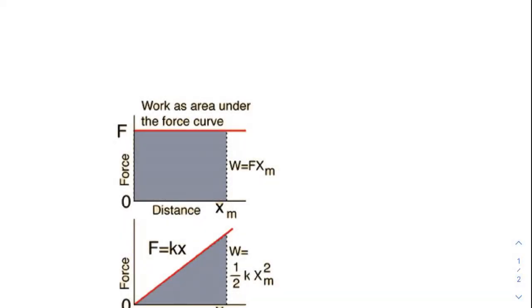Okay, so when work is done by a varying force, it's a little trickier to figure out the work done just using the F D cosine theta equation, but we can look at it graphically. So for a force distance graph, the area under the curve is equal to the work done.